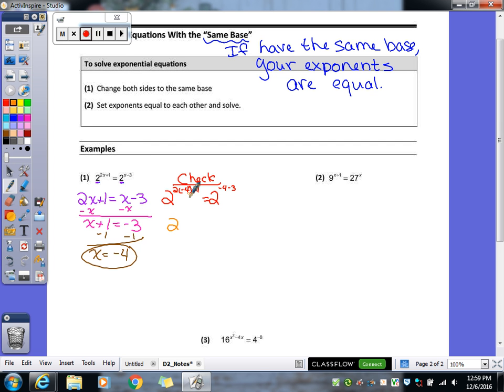So 2 times negative 4 gives me negative 8, plus 7 gives me negative 7. On the other side, negative 4 minus 3 gives me negative 7. If you were to put it in your calculator, you get the same exact answer. 2 to the negative 7 equals 2 to the negative 7. It's the same thing.